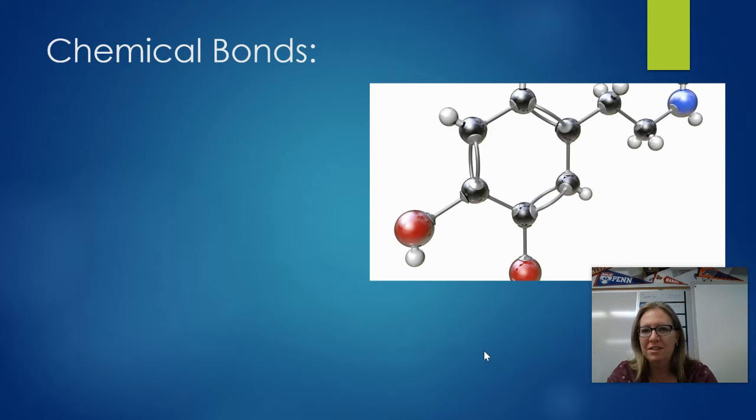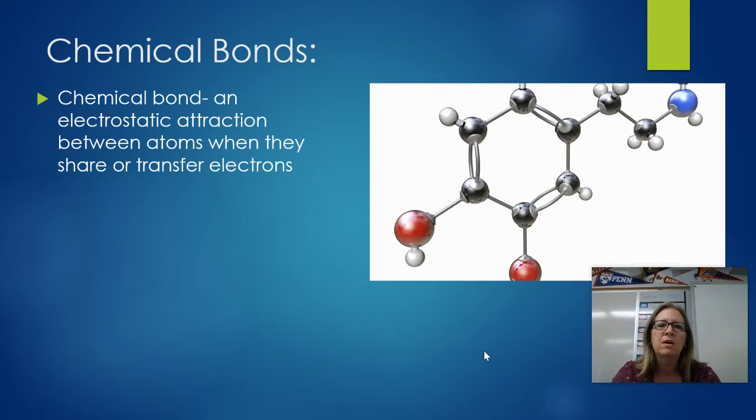That's a model of a compound, of a single molecule, and each of those different colored circles is a different element. The connections between those things represents the chemical bonds. Okay. So a chemical bond is an electrostatic attraction between the atoms, and it can happen either by electrons being transferred or by them sharing electrons.